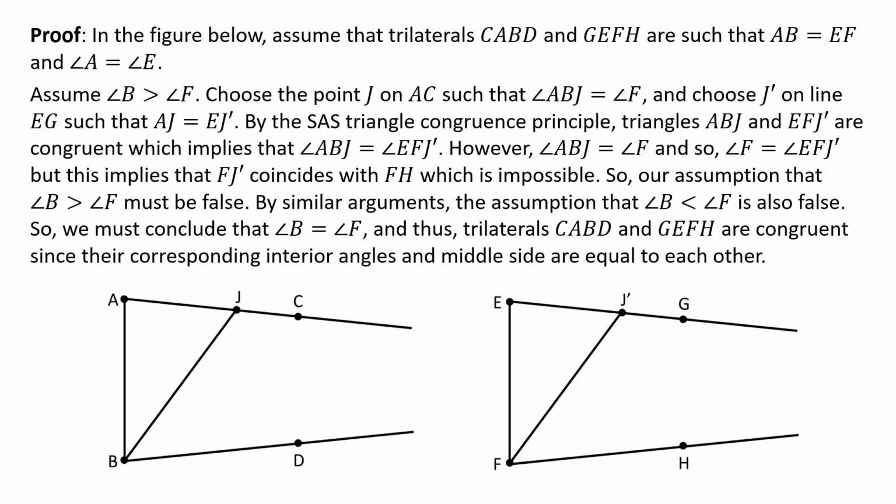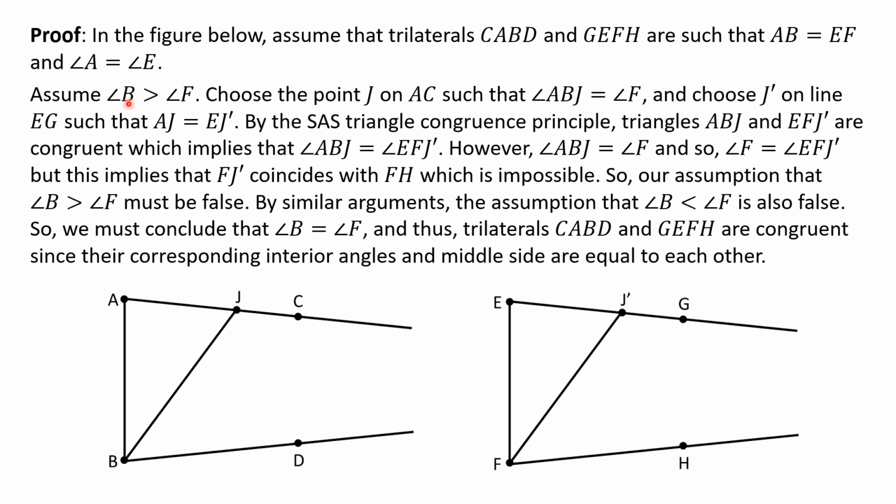Let's prove the theorem stated on the previous slide. So we have two trilaterals, CABD and GEFH, and they're such that the middle side AB is equal to EF in length, and that the inner angle at A equals the inner angle at E. We want to show that the two trilaterals are congruent by our definition, so we need to show that the inner angle at B is equal to the inner angle at F, and then we're done. And we'll do that by contradiction.